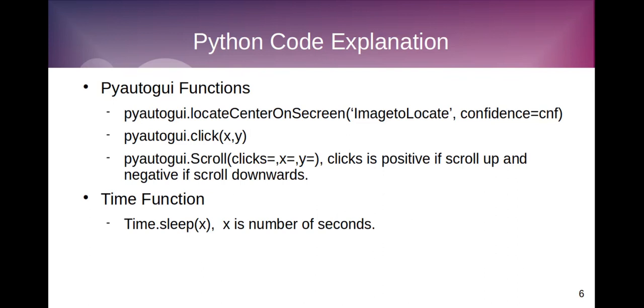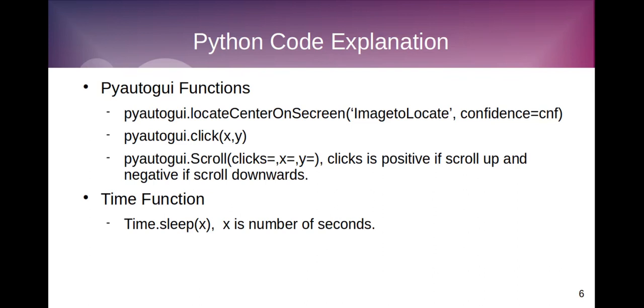pyautogui.locateCenterOnScreen. This function is used to locate the center of an image on the screen. This function is vital for finding game elements like buttons or icons reliably even under variations in screen display. pyautogui.click simulates a mouse click at the specified coordinates after locating an element. This function lets us interact with it directly.